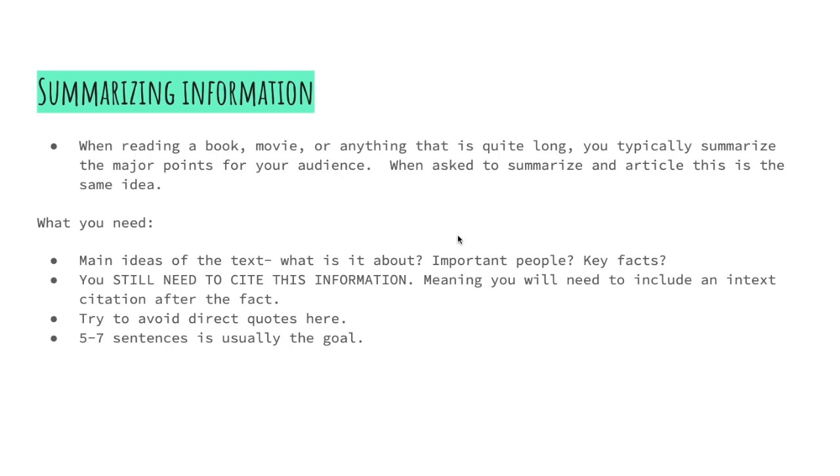So let's go ahead and go over how to summarize information. I always like to preface it: if you're reading a book or a movie, you're not going to tell them shot for shot what happened. You're going to summarize it. So what you need for your summary is the main ideas of the text. So after you read something, pull out the main things that you took away from it or the important people that you come into contact with.